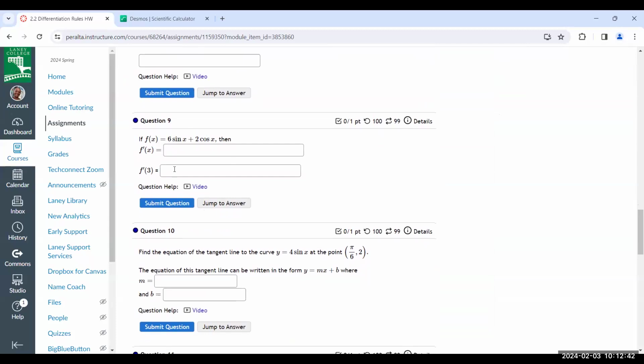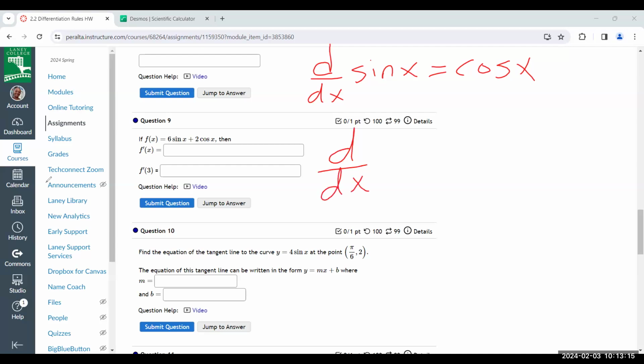So something like problem number 9, where it says f of x equals 6 sine of x plus 2 cosine of x. So we'll just keep in mind again that the derivative of sine of x equals cosine of x. And I'm trying to write a d. You see how much I struggle with writing on the screen. There's a d. And then the derivative of cosine of x is negative sine of x. So we're going to use these rules right here.